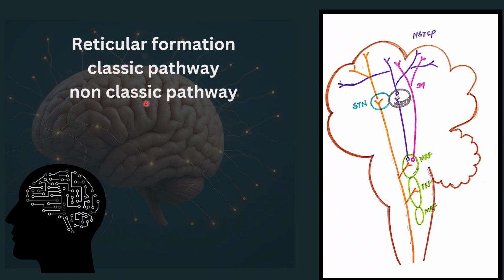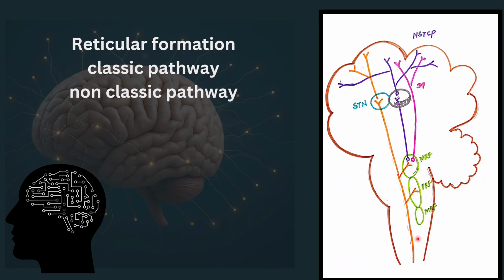The non-classical or non-specific pathway: one pathway passes through the non-specific thalamic nuclei to the sensory cortex, with diffuse supply to the sensory cortex. Another non-specific pathway bypasses the thalamic nuclei to the sensory cortex. So this is the ascending reticular formation. This is important for arousal and alertness due to any sensation.